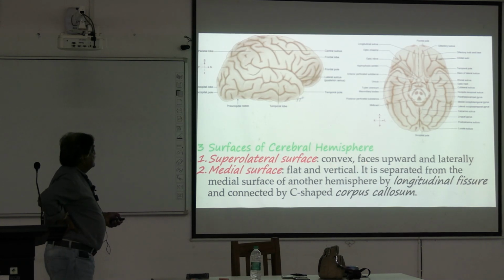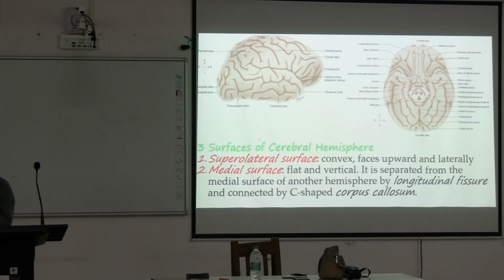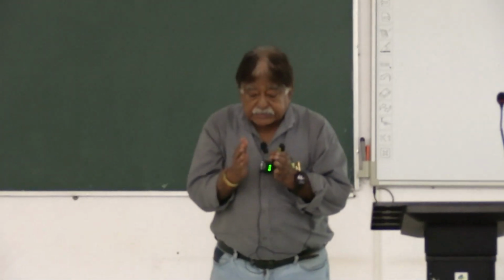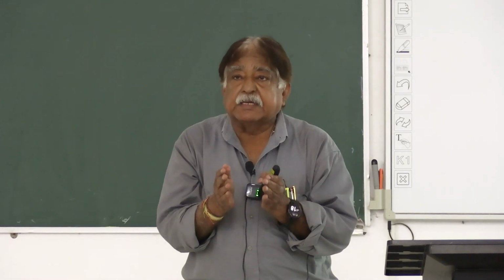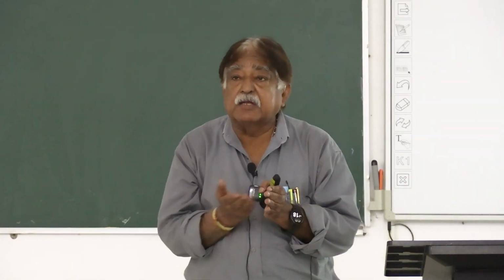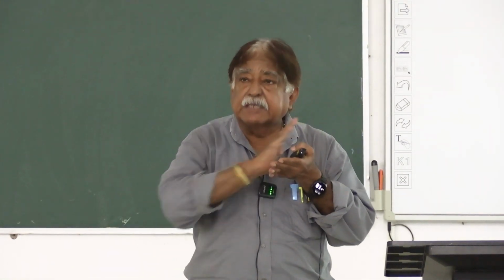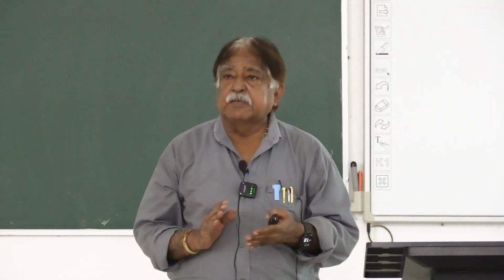Superolateral surface, convex, faces upwards and laterally. Medial surface, flat and vertical. It is separated from the medial surface of another hemisphere by longitudinal fissure and connected by C-shaped corpus callosum. So this is connected. The 2 surfaces like this. There's a cleft. You just gently move, see the cleft and you will see the corpus callosum. Now you will have a sagittal section of the brain in the specimen. You see it.